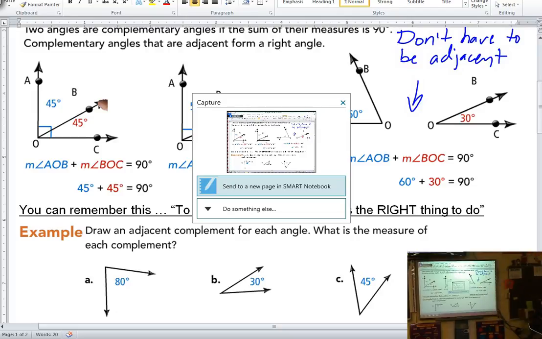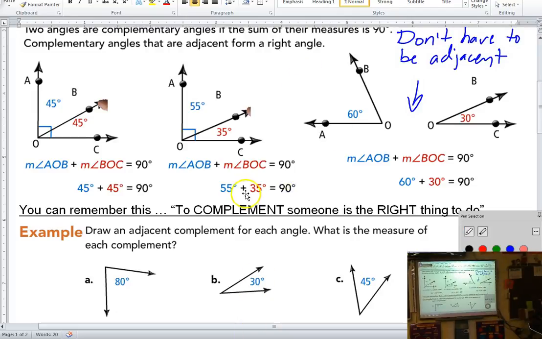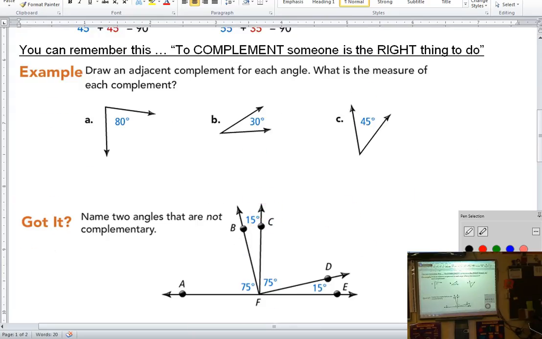So we want to draw and notate the measure of each of these angles down here for its complement. So the little saying that you can remember in your head of which angle pairs are which, because people get screwed up with complementary versus supplementary. We're going to talk about supplementary next, but the saying you can remember, to complement someone is the right thing to do. Complementary angle pairs make right angles. It's really lame, but it will help you remember it. To complement someone is the right thing to do.